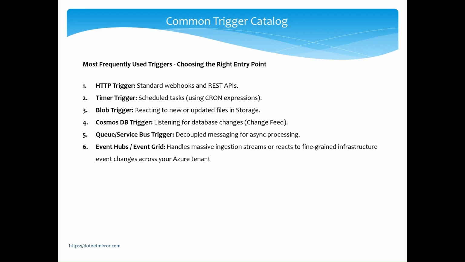Azure provides a rich catalog of triggers. HTTP triggers are your standard webhooks and REST APIs. Timer triggers run on a schedule like a nightly batch job. Blob triggers react immediately when a file is created or uploaded in Azure Storage. Cosmos DB triggers listen to a database change feed, perfect for updating a search index when a database record is changed. And finally, messaging triggers like queues, Service Bus, and Event Grid are used to build highly decoupled asynchronous systems.